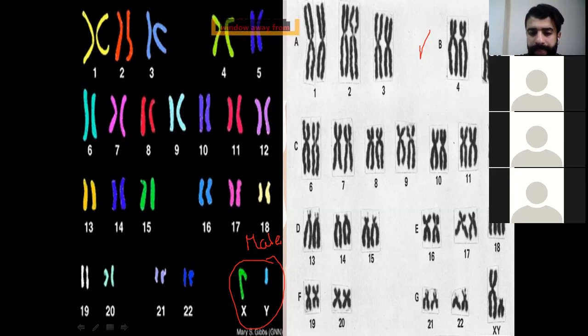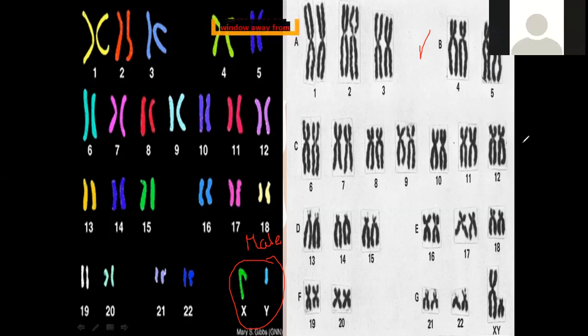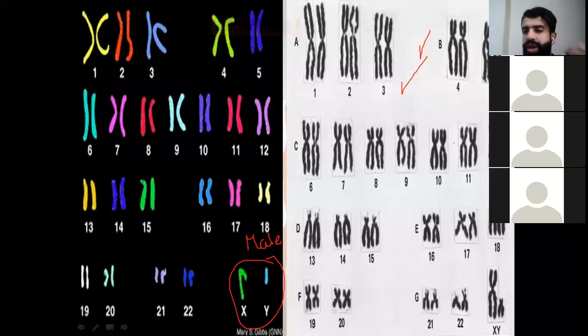Yes, Yusuf? Okay, let's move to Muhammad Hassan. Thank you, Yusuf. What do you think, Muhammad? Male or female? This karyotype, the second one. Muhammad Hassan, good morning. Okay, great. Thank you, Muhammad.